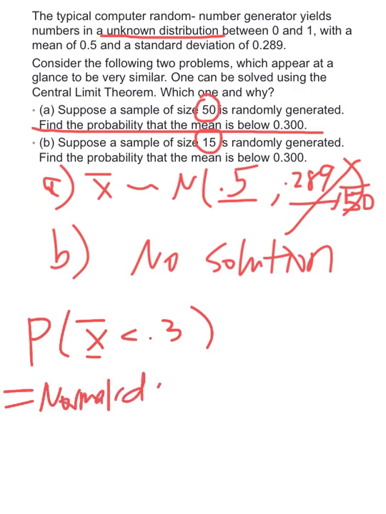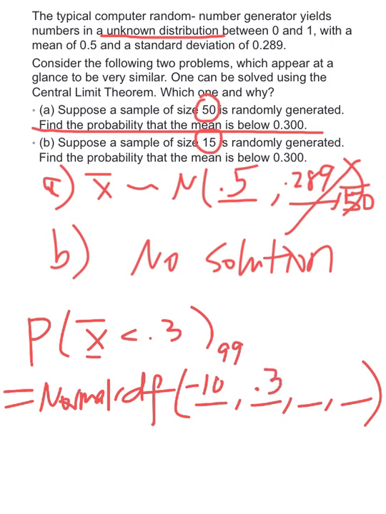And for normal CDF, we need to input 4 numbers. Minimum value, we don't have a minimum, so we use negative 10 to the 99 as our minimum. We don't have a lower bound, right? Our upper bound is 0.3. Our mean is 0.5. For our standard deviation, I just copy this number and put it here. Input this into the calculator, and it will give you the probability.